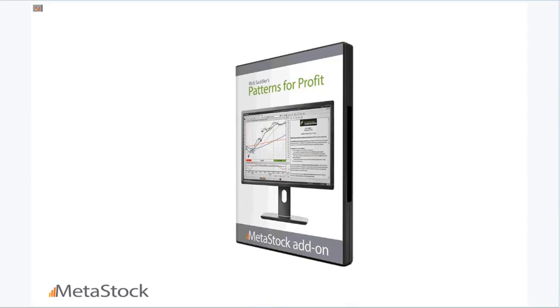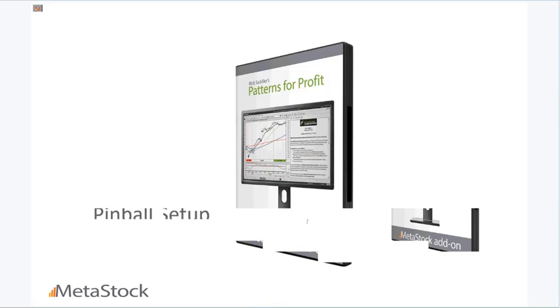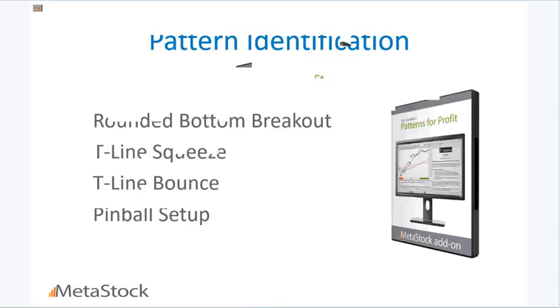So when we were creating this, we worked with Rick to get his 4 main patterns into the chart, and he covered them all really well. They're basically the rounded bottom breakout, the T-line squeeze, the T-Line Bounce, and the Pinball Setup. So those are the major patterns that we developed. I want to show you how those are integrated and how that works inside of MetaStock.